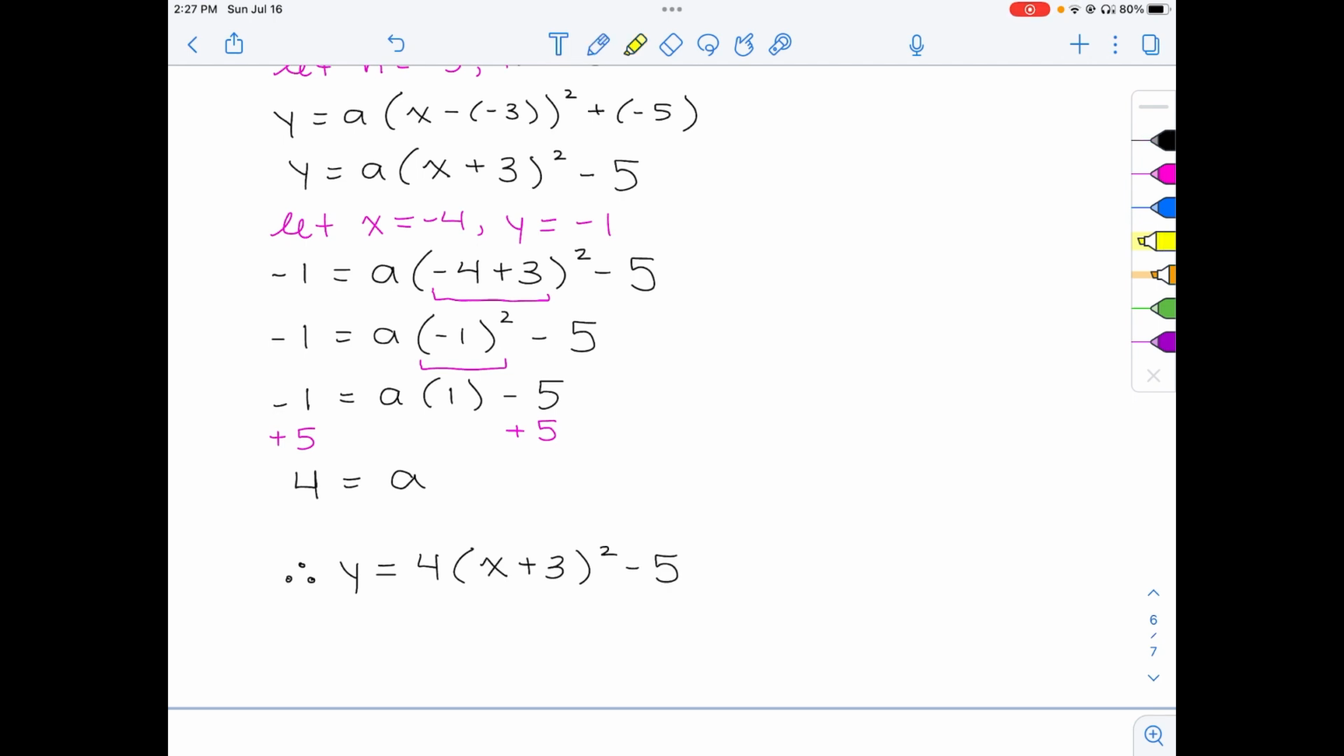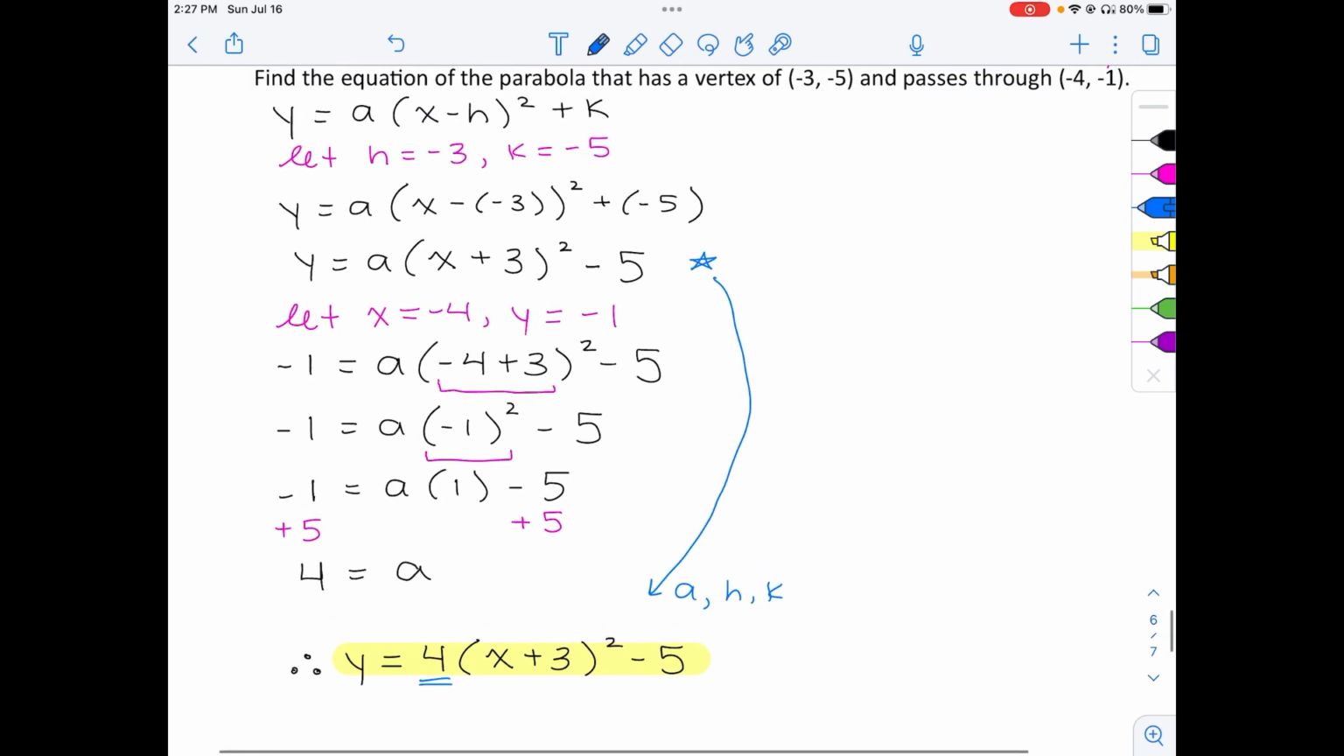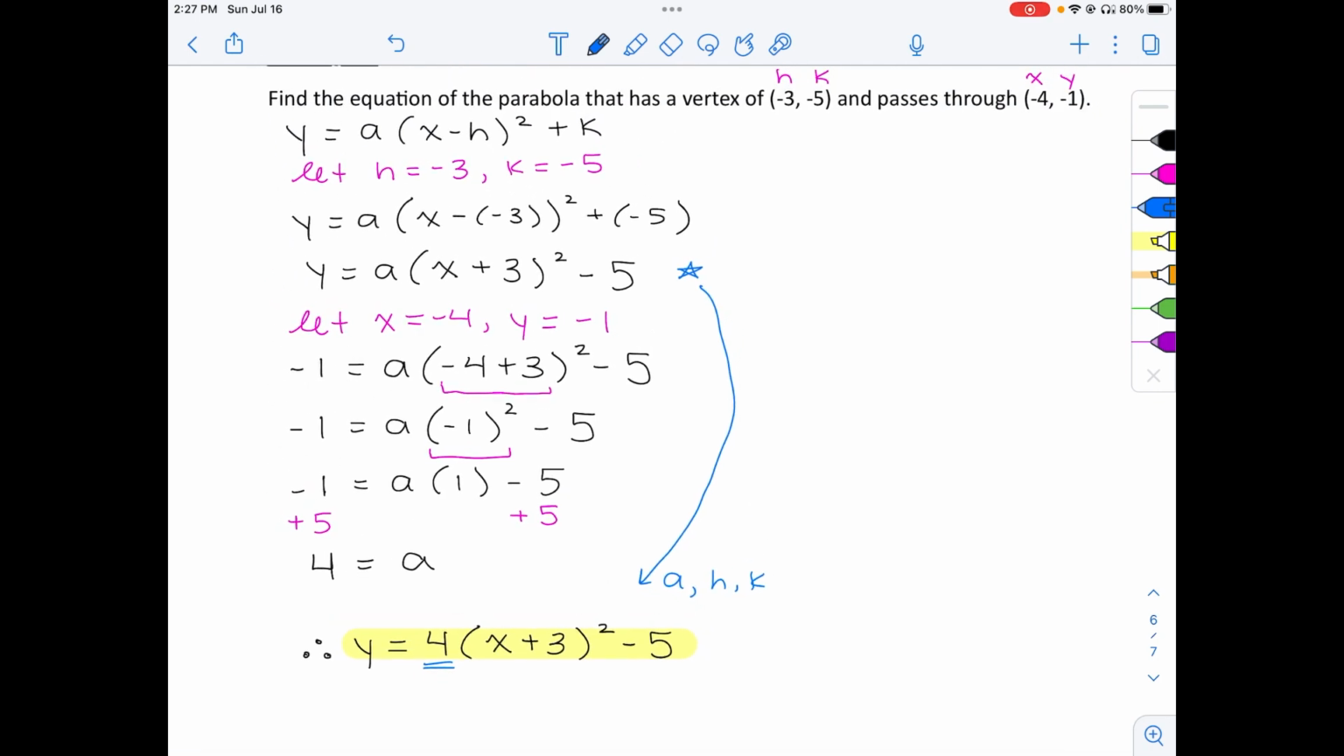Okay, so what I'm doing is I'm going back to my equation from this line here, and then I am just filling in a, h, and k. Okay, h and k were already filled in for you in that case, but I'm just subbing in my a value as 4, and that would be the equation in vertex form for the parabola with a vertex at (-3, -5) that also passes through the point (-4, -1).